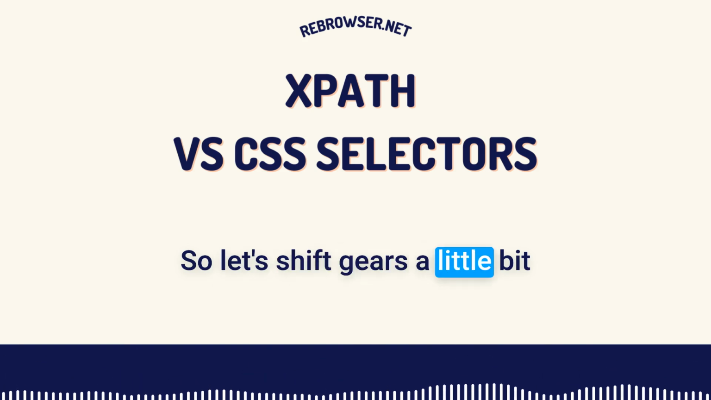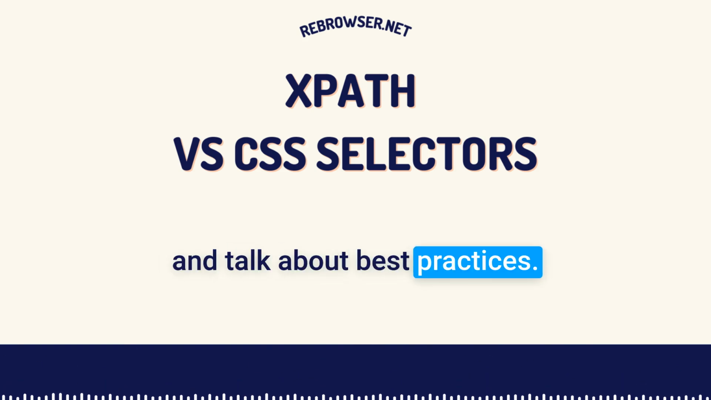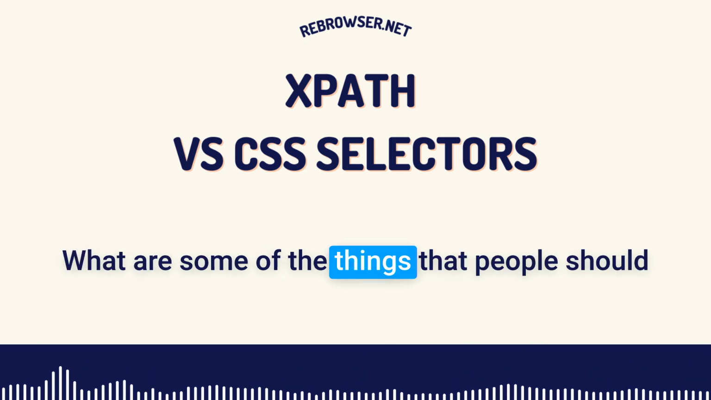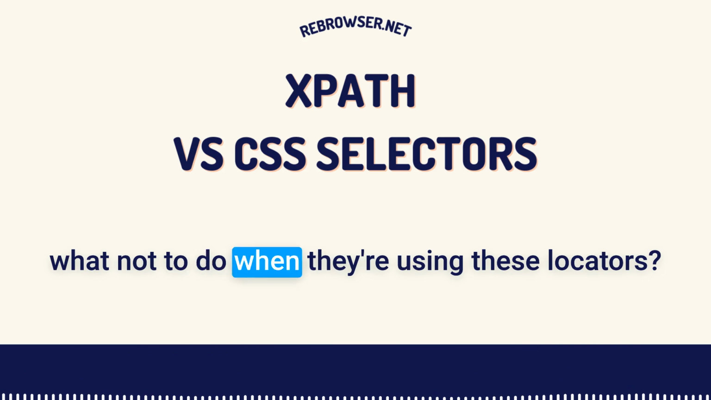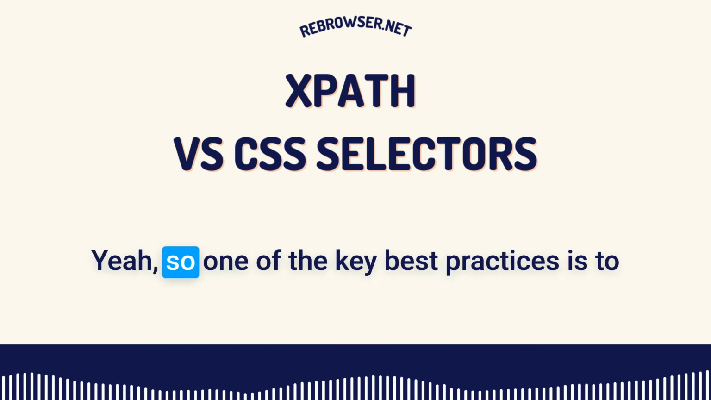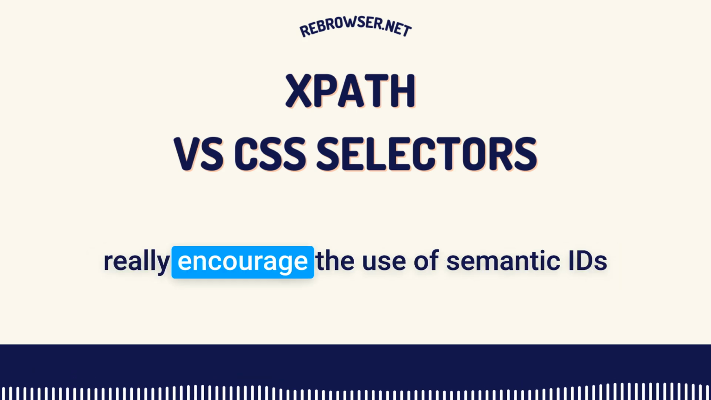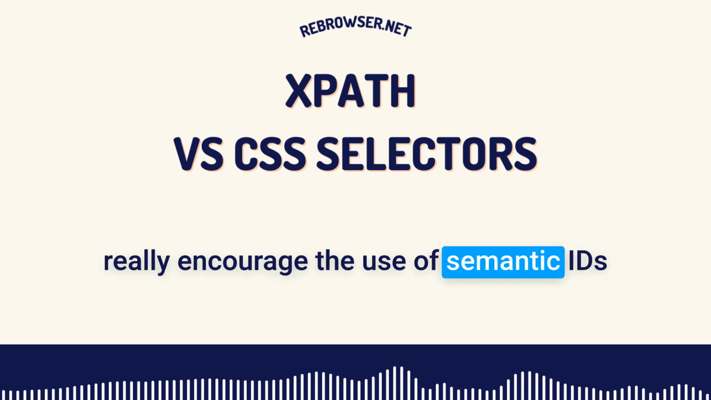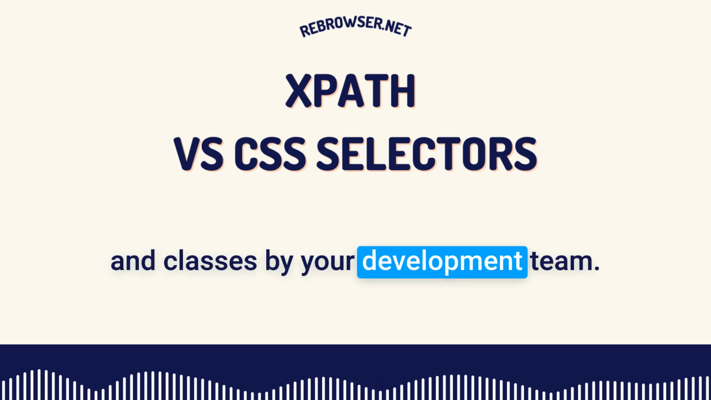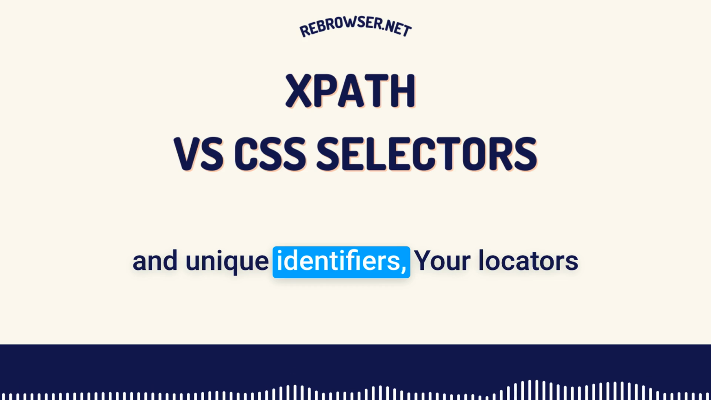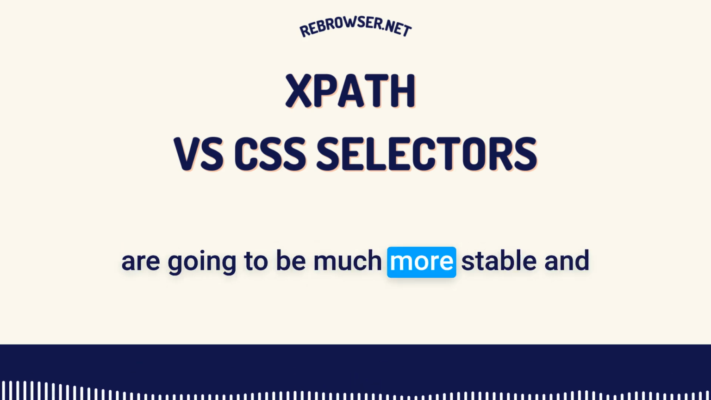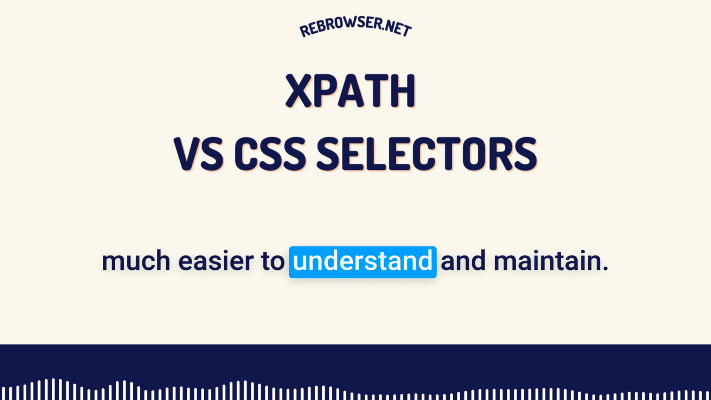So let's shift gears a little bit and talk about best practices. Okay, sounds good. What are some of the things that people should keep in mind, both in terms of what to do and what not to do when they're using these locators? Yeah, so one of the key best practices is to really encourage the use of semantic IDs and classes by your development team. If your crucial elements have meaningful and unique identifiers, your locators are going to be much more stable and much easier to understand and maintain.